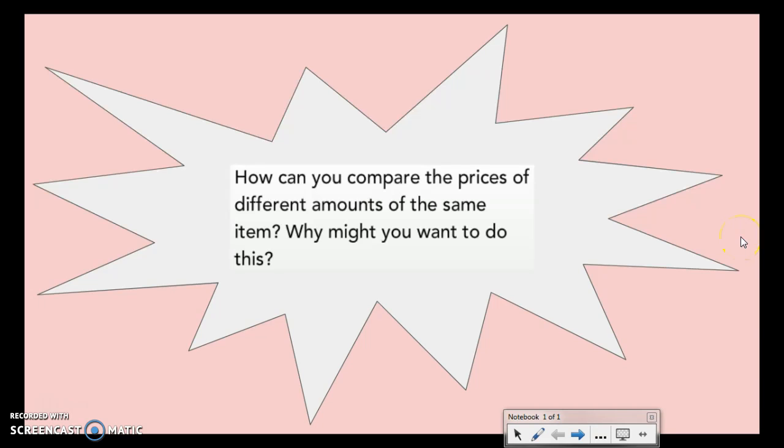How can you compare the prices of different amounts of the same item? And why might you want to do this? Okay, so we talked about, if you're trying to find a really good deal on something, you could divide by the amount of items there are in the package and see which price is better. This kind of really helps you not to spend the money that you don't have to spend. If you don't have to spend it, you might as well save it for something you would like to spend it on, like a new phone or new clothes or maybe your favorite snack, okay?